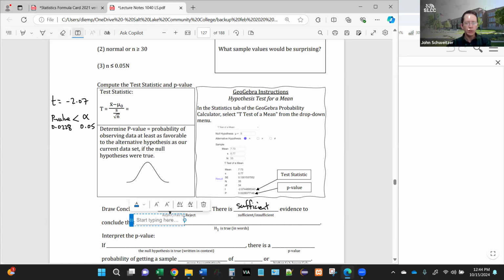But we don't say the alternative is true. We say that New Yorkers sleep less than 8 hours per night on average. So New Yorkers, on average, sleep less than 8 hours per night. That's what the alternative is: that the average number of hours slept by all New Yorkers is less than 8 hours per night.